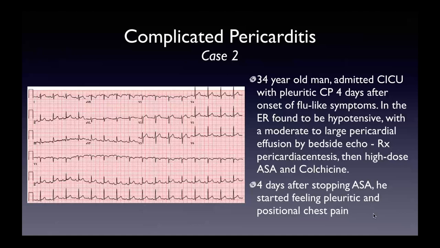So he was treated for about 4 to 5 weeks, then stopped his high-dose ASA. 4 days after, he started having pleuritic chest pain again. And that was positional, fairly classic for acute pericarditis. His ECG on the left shows some findings of acute pericarditis with diffuse ST-segment elevation, maybe not as striking as the first case I showed you, maybe very, very subtle PR segment depression, but this ST elevation really is fairly subtle. But based on the current clinical history, I think most of us would call this acute pericarditis.